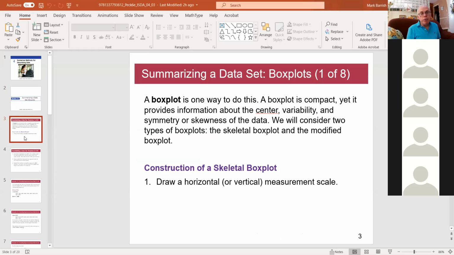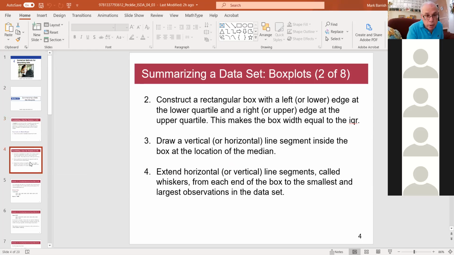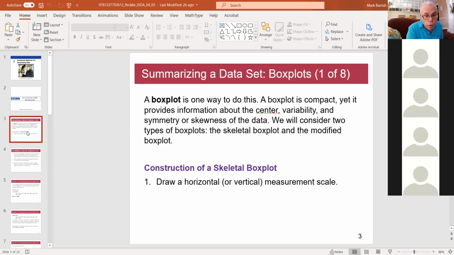Now, there are a couple of different types of box plots. One is called a skeletal box plot. And then there's one called modified. The modified one is the one that we'll be using in this course, but let's look at the skeletal one first. So how do you create one? Well, your calculator can do it. I'll show you in a minute that your calculator can create one, but basically you draw a number line which measures the variable that you're looking at.